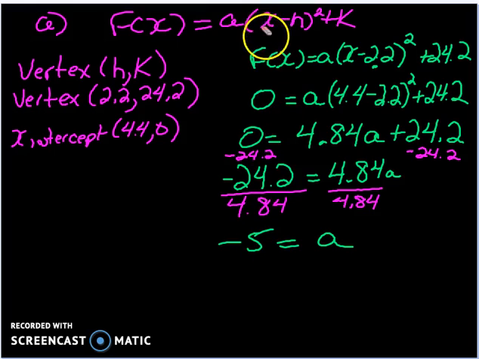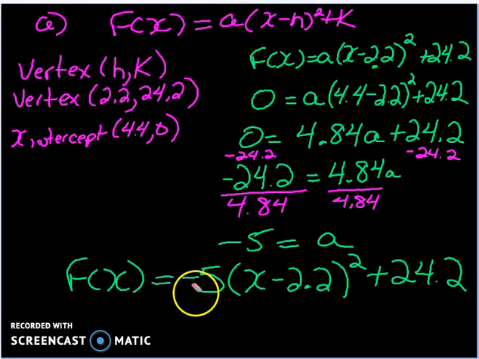I take that negative 5, I plug it into the function, and I get f of x is equal to negative 5, that goes in for my a value, times (x minus 2.2) squared, plus 24.2. All right, so that's my vertex form of the equation. That's the A part of this question. That's what it was asking you to find. Let's roll on to the B.